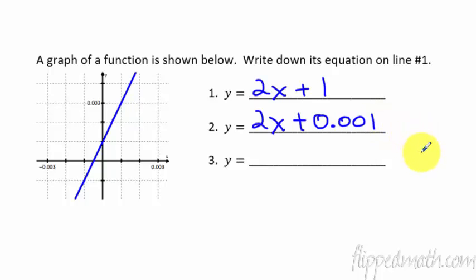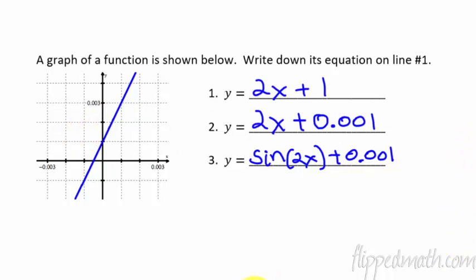Well, here's the thing. That one is not right either. The right answer is this. y equals sine of 2x plus 0.001. How in the world are you supposed to know that? When you're zoomed in this close, there's no way. You're not going to know that.